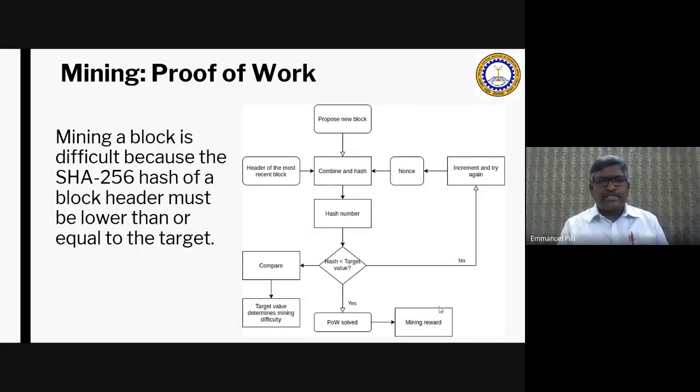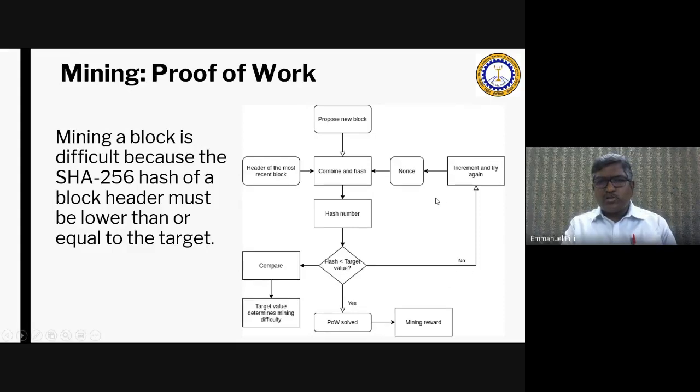So mining a block is difficult because the SHA-256 hash of a block header must be lower than or equal to the target. What is the target? The target starts with 19 zeros. So you must get a value which is less than the target, with 19 zeros to begin with. So you have to find a nonce till you get those 19 zeros to begin with, right?